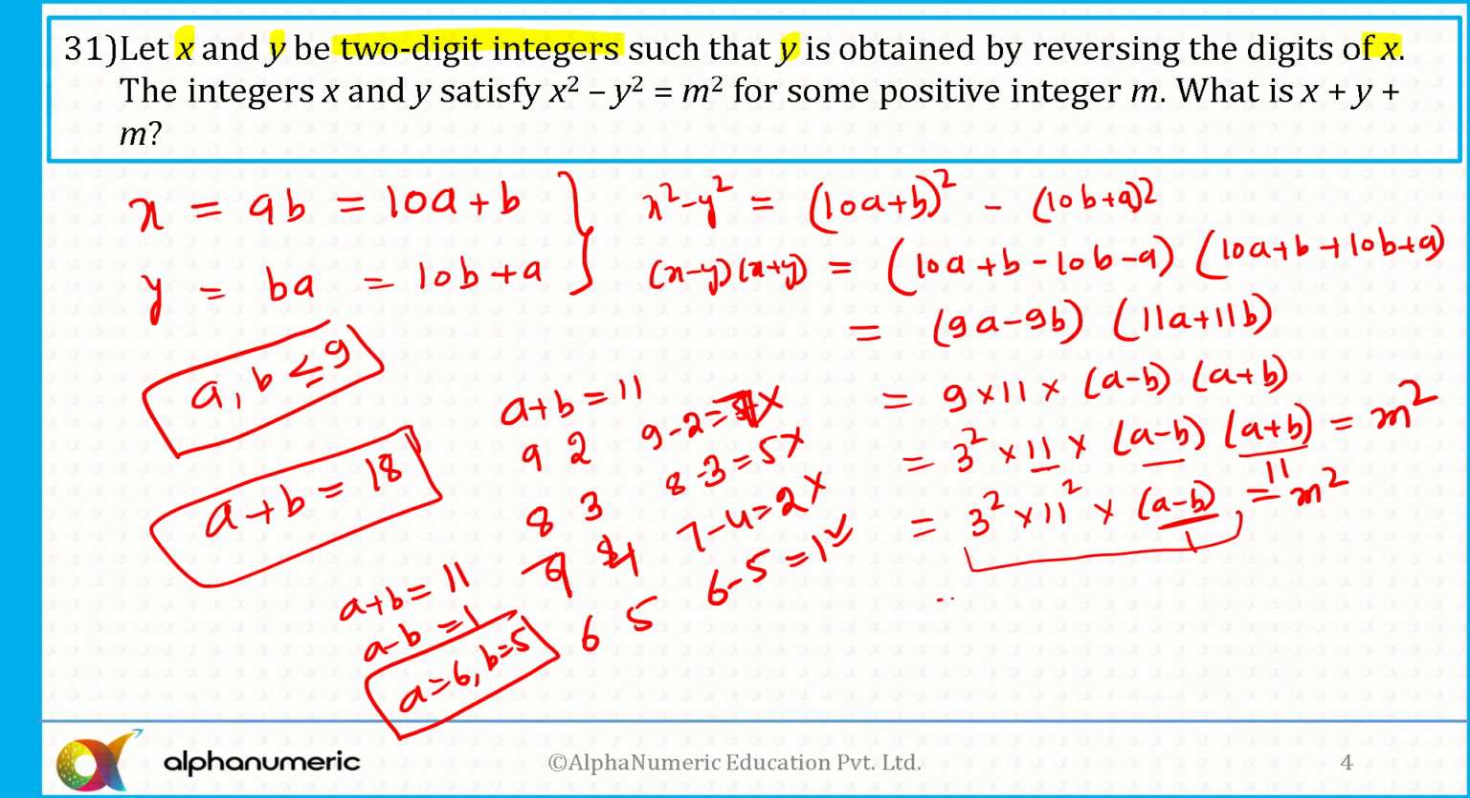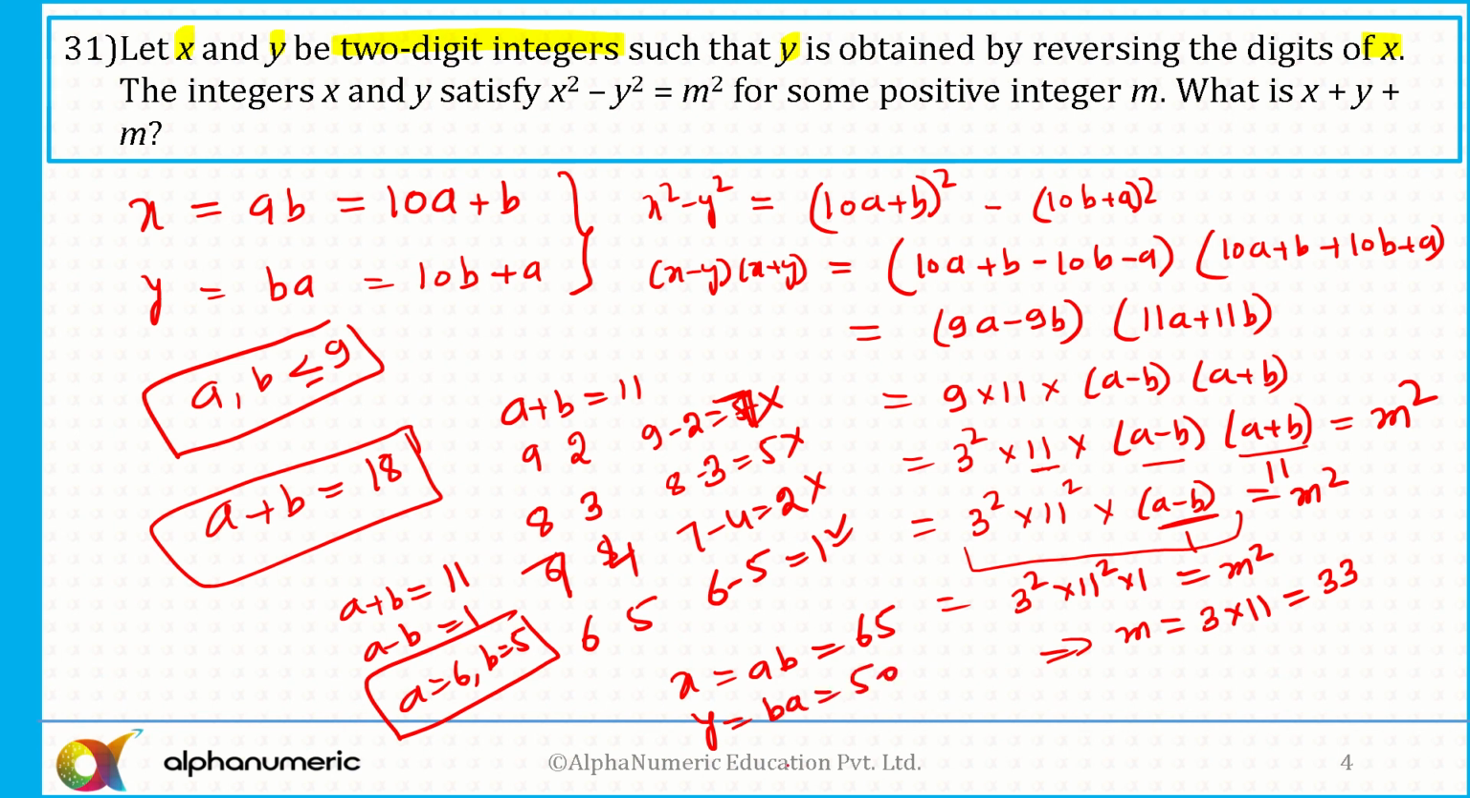So this will be equal to 3 square into 11 square into 1, which is equal to m square. So what is the value of m? m is the square root of this, which is 3 into 11, which is 33. And we know that a equal to 6 and b equal to 5. So x is equal to ab, which is 65, and y is equal to ba, which is 56.